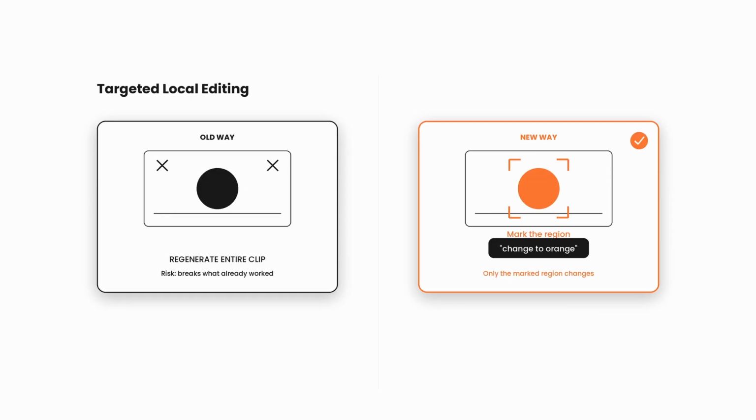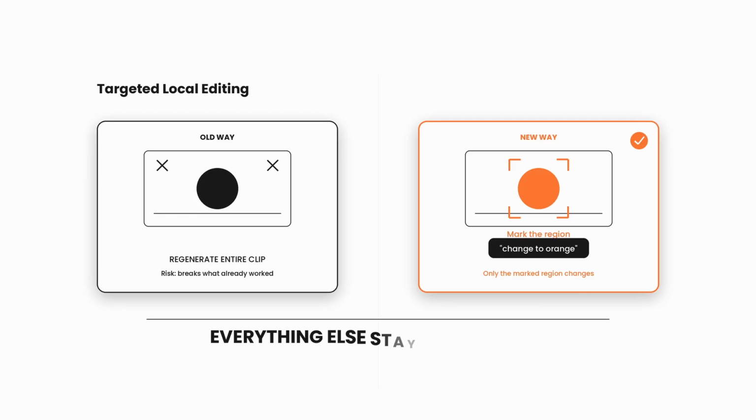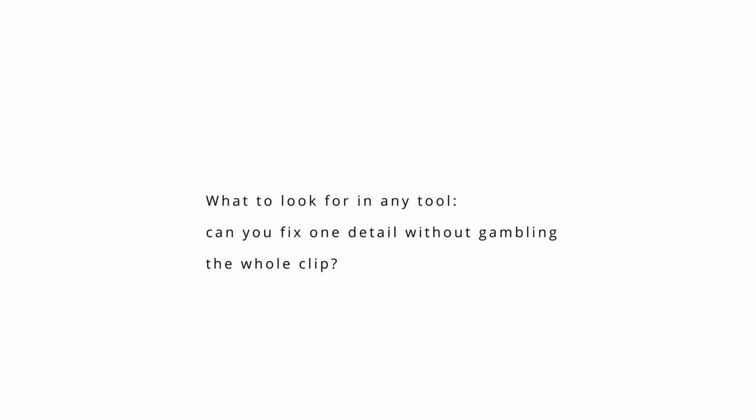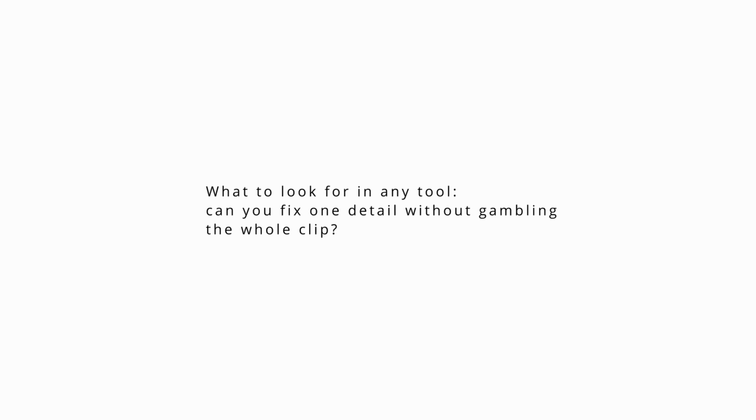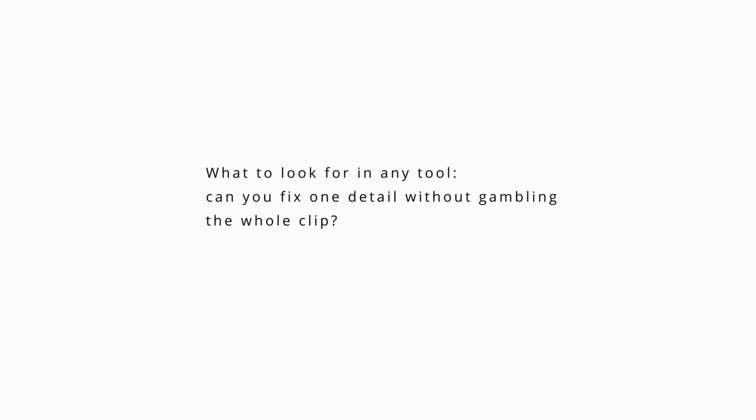The fix: targeted local editing. You mark just the region that's wrong, describe the fix, and only that part regenerates. Everything else you already approved stays untouched. That's it. One detail changed, and the rest of the 30-second clip, or maybe 15-second clip, the parts that were already right, didn't move. What to look for in any tool? Can you fix one detail without gambling the whole clip? If the only option is regenerate everything, you are going to burn hours on revisions that should take minutes.